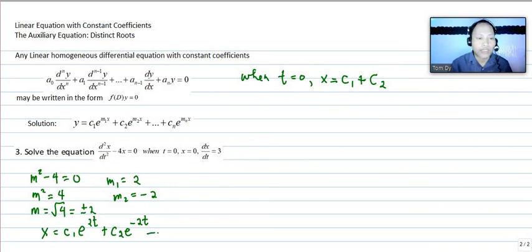Okay, so take note, we will make this one equation 1. We will make this one our equation 2. Now, another given here is dx over dt. So if this is our x, then we will take the derivative of this equation. So we have dx with respect to time, dx over dt. The derivative of this one is 2c sub 1 e raised to 2t, and the derivative of this one is negative 2, so minus 2 c sub 2 e raised to negative 2t.